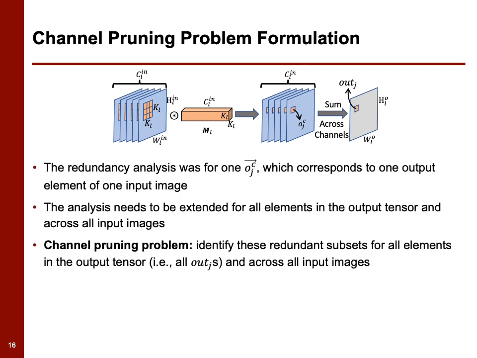The redundancy analysis in the previous slide was for one OJC vector, which corresponds to only one output element of one input image. If we want to generalize such analysis, it needs to be extended for all elements in the output tensor and across all input images. Thus, our channel pruning problem can be formulated as identifying these redundant subsets for all elements in the output tensor and across all input images.